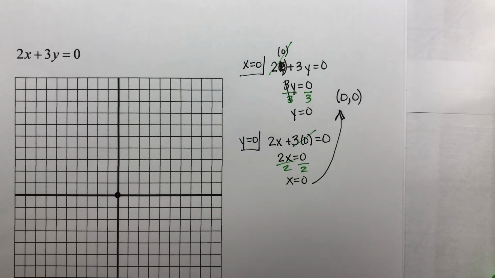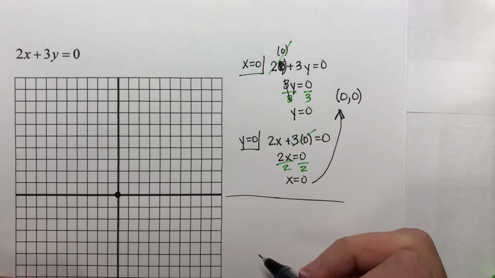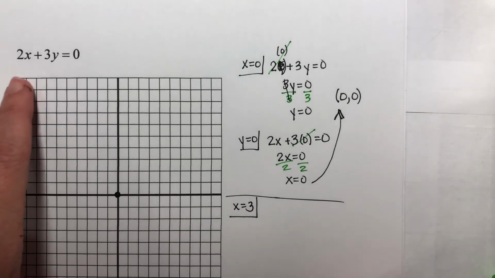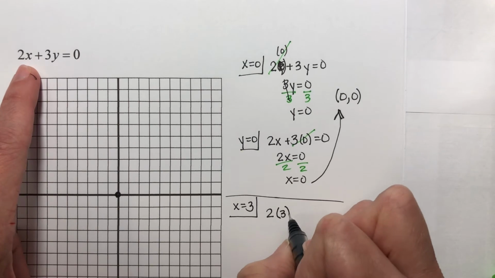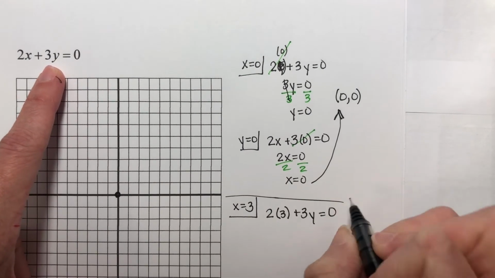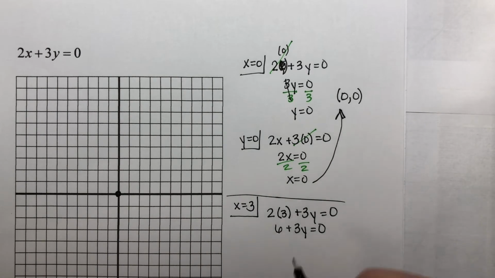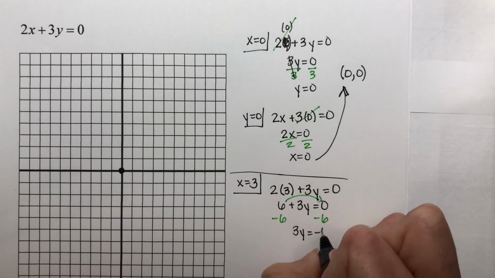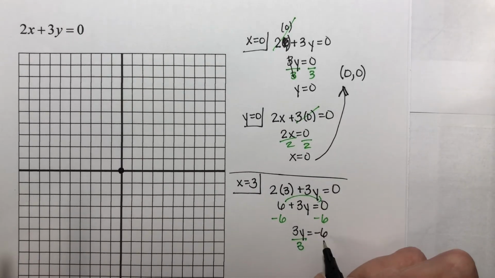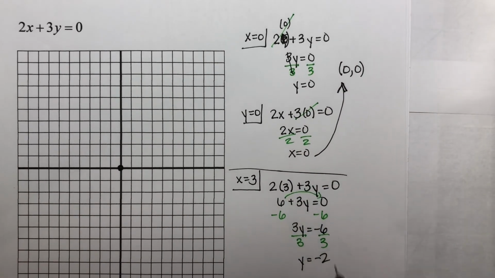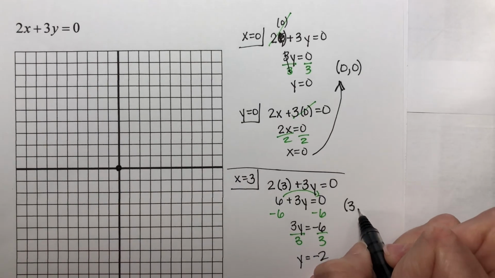In this case, you must pick some other number to plug in. Let's just say x is 3. So 2 times 3 plus 3 times y is equal to 0. That gives me 6 plus 3y is equal to 0. I need to move the 6 away, so I subtract 6 from both sides. 3y is equal to negative 6. Divide both sides by positive 3, and you get that y equals negative 2. So I have a second point at 3, negative 2.